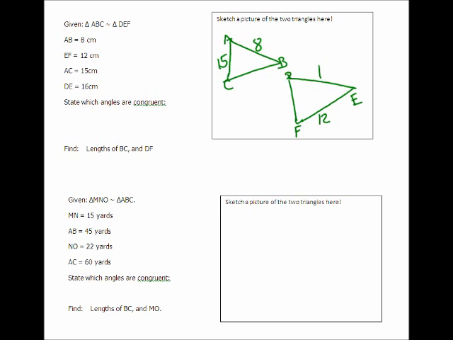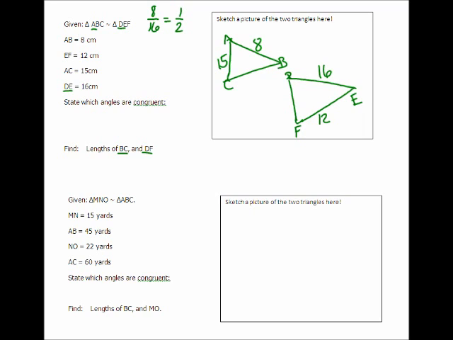Okay, DEF. So this would be 16, and so these triangles, AB corresponds with DE, and DE is 16, so 8 to 16 is my ratio, so that's 1 to 2. So I should be able to find the missing sides. Why don't you guys go ahead, pause here, and find those.